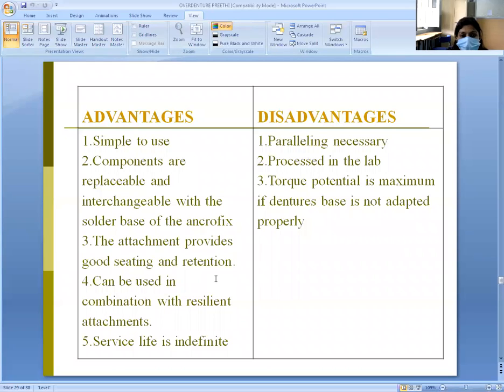Disadvantage, paralleling is necessary. Again, here the paralleling is necessary. If your abutment teeth are not in a parallel position, you cannot use this type of attachment. If processed in the lab, you need lab support for this. And torque potential is maximum if the interface is not adapted properly.